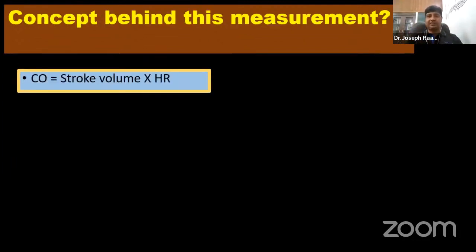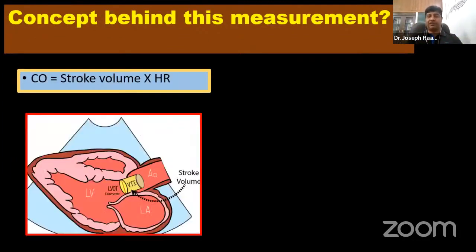So what is the concept? The cardiac output, this formula. So what is this view? This is the Plax view, and this is the LVOT. So here we are going to calculate how much blood flow is getting ejected out of this area for each contraction. Correct? That's what the stroke volume is.